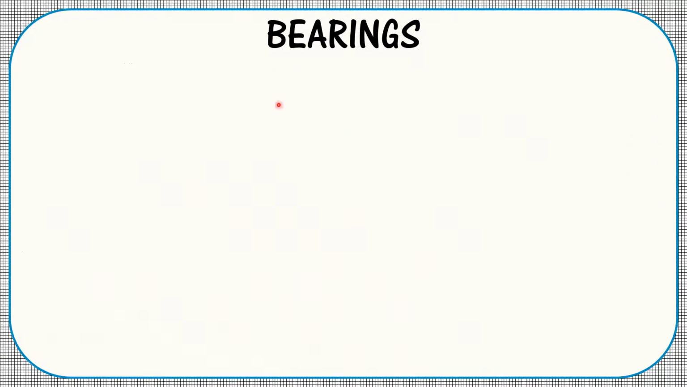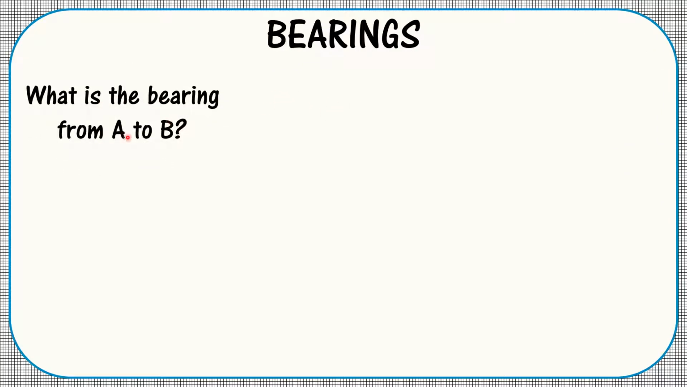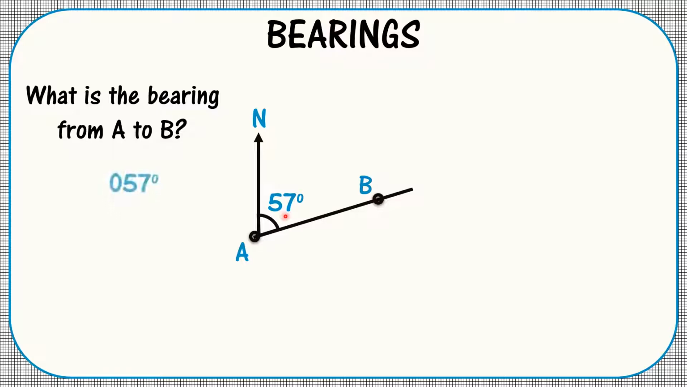Let's go through another type of question. What is the bearing from A to B? Again, we have point A and point B. First of all, you draw a straight line that goes from point A to point B. As we are going from A, the north line will be at A. So again, you draw a vertical line going up with an N at the top to indicate that it is the north line. You go clockwise and measure this angle, and this angle is 57 degrees. So therefore the bearing is 057 degrees.